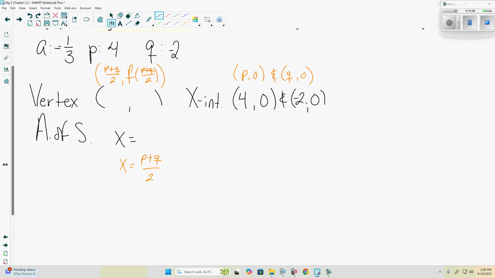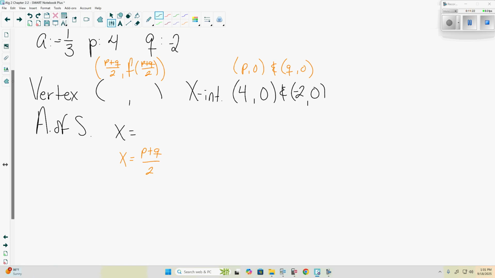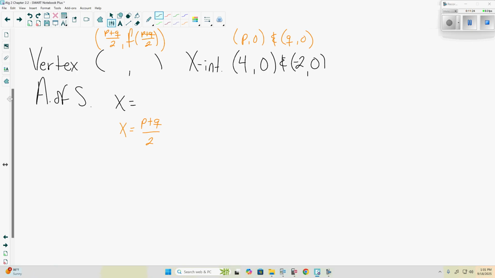So what would it change if I did? If I switched them and said p is negative 2 and q is 4, our x-intercepts would be negative 2 comma 0 and 4 comma 0, yes? Did that change anything? No, we still have the same two intercepts, just in a different order. So for x-intercepts, it doesn't change anything, because we didn't really do any calculations, we just stuck those in, yes? Okay. Let's leave it the same.